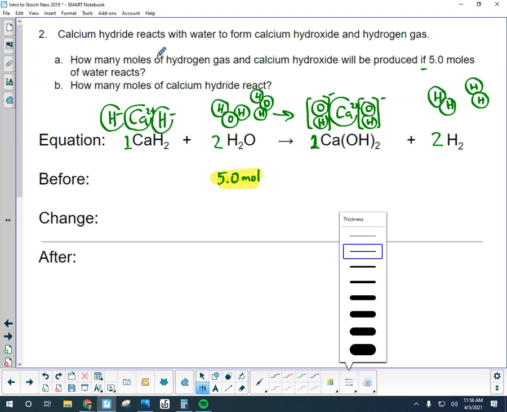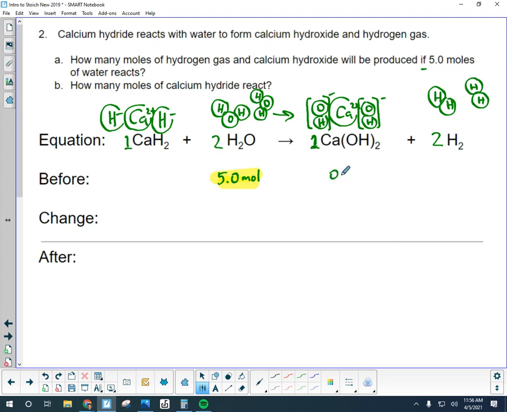Okay, so if we know that, how many moles of hydrogen gas and calcium hydroxide will be produced, and how many moles of calcium hydride react. So let's start here. We'll work our way to the left. We do know that before the reaction happens, we don't have any product. So I'll put 0 moles on the before line. Again, it's before, change, after.